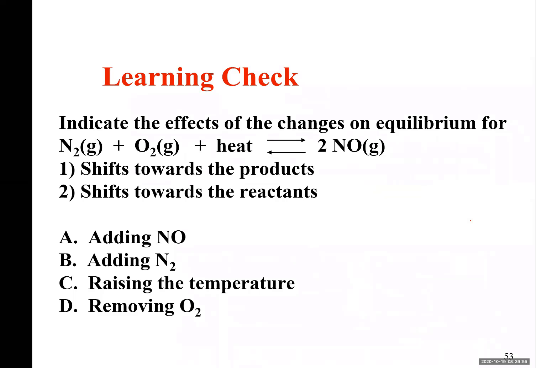So, guys, let's see if you can predict these changes. What is the direction of shift of this equilibrium if we make changes A through D? I would like to see who is the first who gets it.